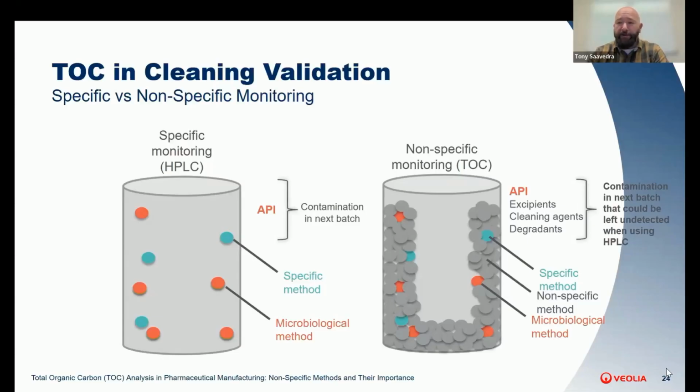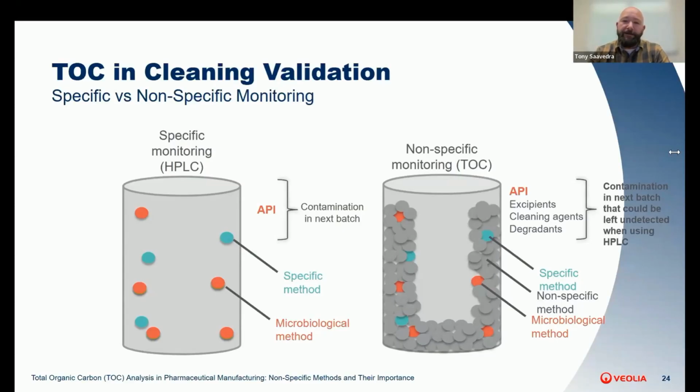Now let's look at the pros and cons of each approach. For specific monitoring, what's the good? It gives you definitive identification of contaminants. It can be highly sensitive to target compounds, and it's great when you need to prove the absence of a particular substance. What's not so good?